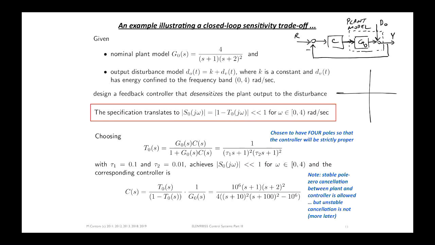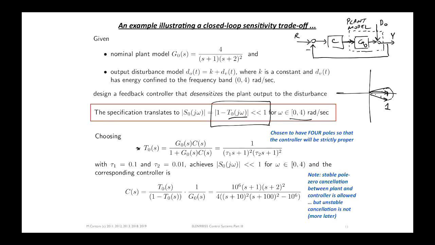So remember that these objects are complex numbers, and in order for this to hold, we need T0 to be a number in the complex plane that's close to 1. So its magnitude has to be close to 1, and its phase has to be close to 0. So if we can design our controller C to give us a complementary sensitivity function that has those properties over this frequency range, then we'll meet our specifications.